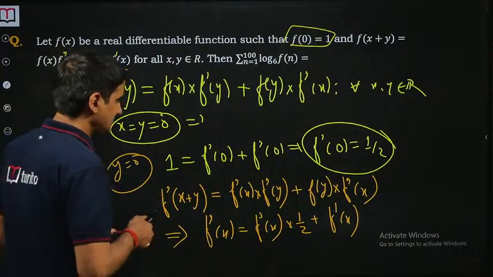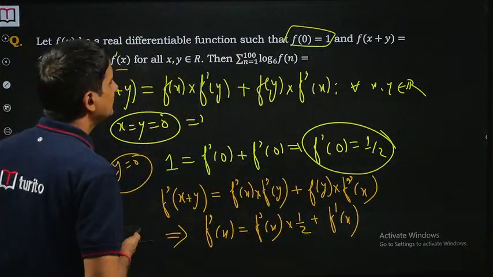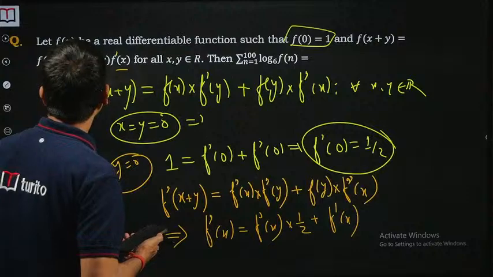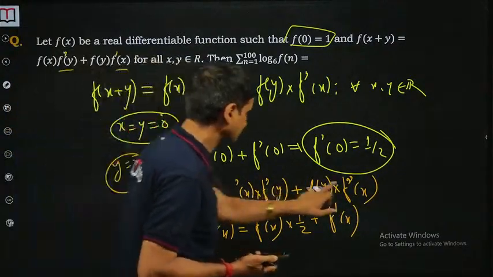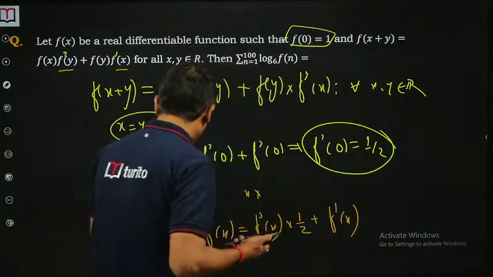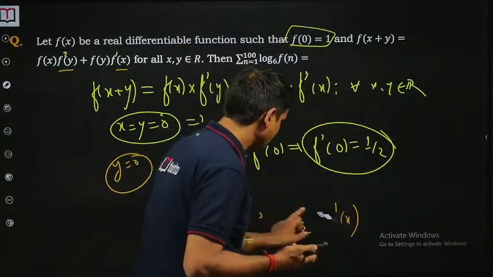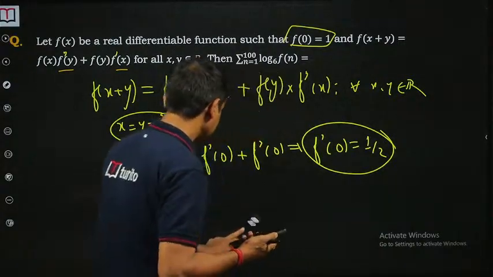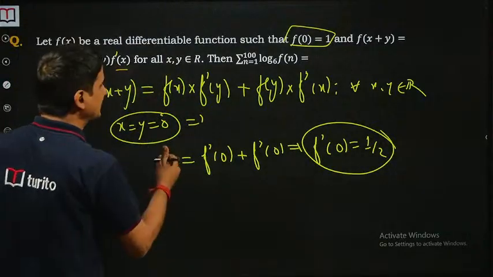Oh, that will be f double dash x. Wait. In that case, I think we don't need to differentiate. Just put y equal to 0 and let's see what we get here. If I just put y equal to 0 in this relation, what do we get?